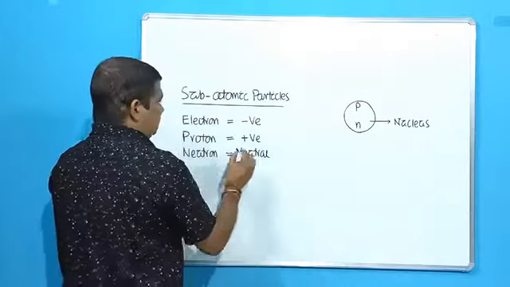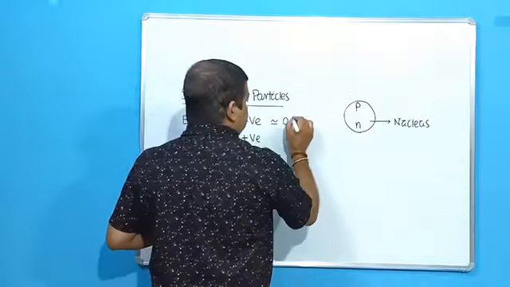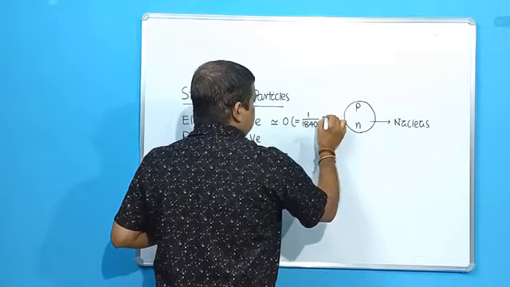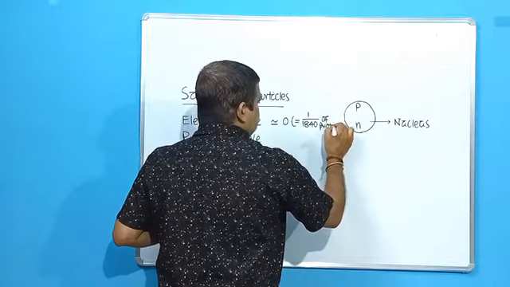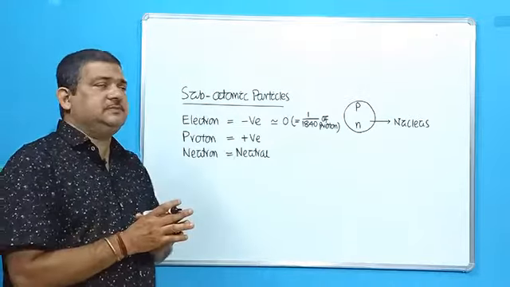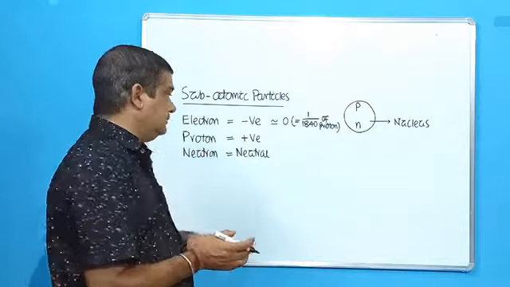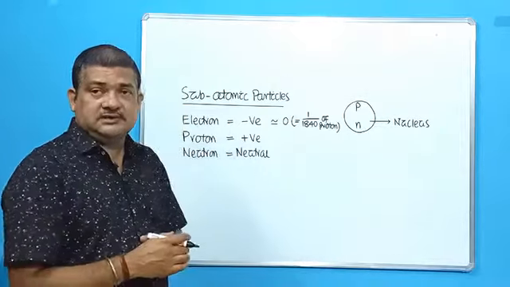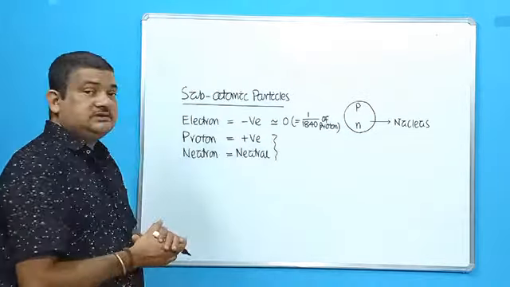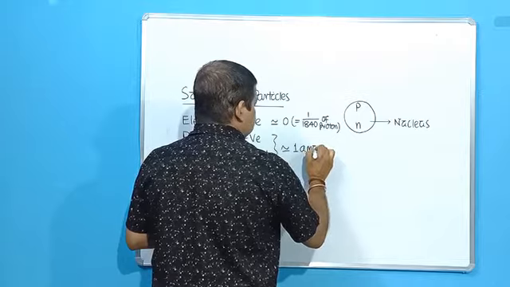If we compare these 3 again, the mass of the electron is almost 0. That is, it is 1/1840 of the mass of a proton. So with respect to mass, the mass of electron is taken as negligible or 0. But these two, protons and neutrons, contribute towards the mass of the atom. The atom's mass is distributed due to the presence of protons and neutrons. Each has a mass of approximately 1 AMU, 1 atomic mass unit.